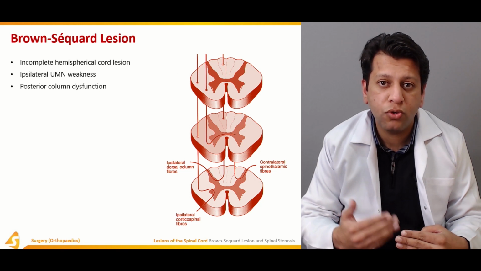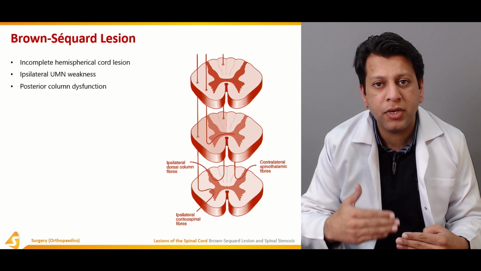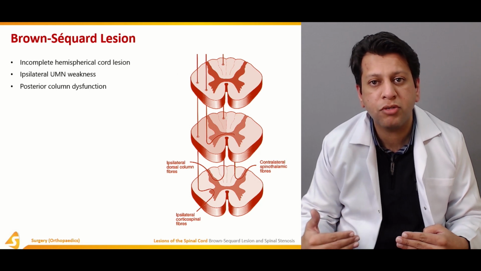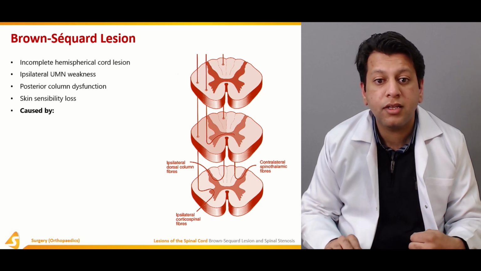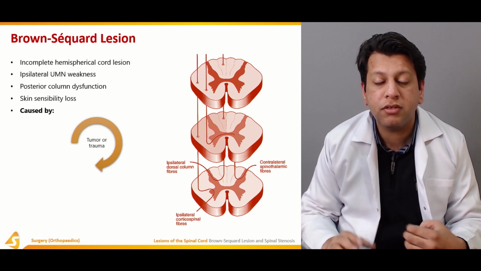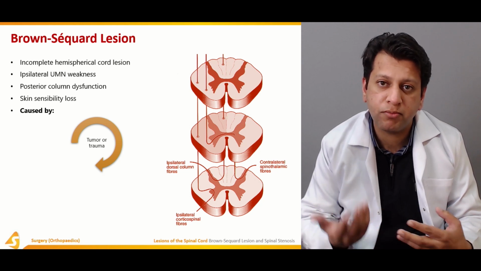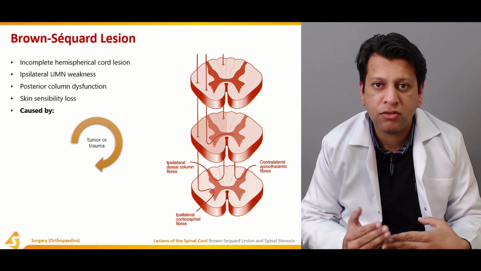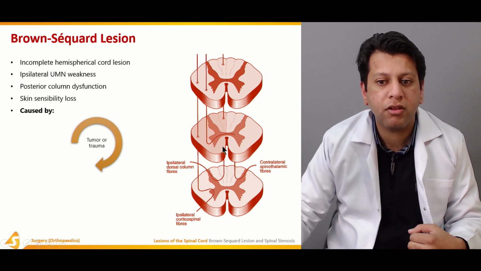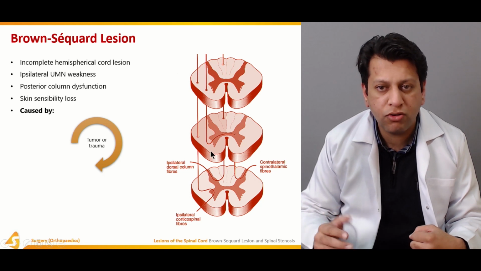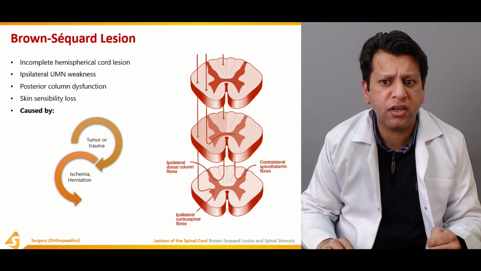So usually with this lesion, the pain and temperature of the opposite side is lost below the level of the lesion, and it may be caused by a tumor or trauma. As I told you, if somebody stabbed someone from the back, this could lead to hemisection of the cord. Or a tumor compressing only this half of the spinal cord can lead to Brown-Sequard syndrome. Other causes could be ischemia or herniation.